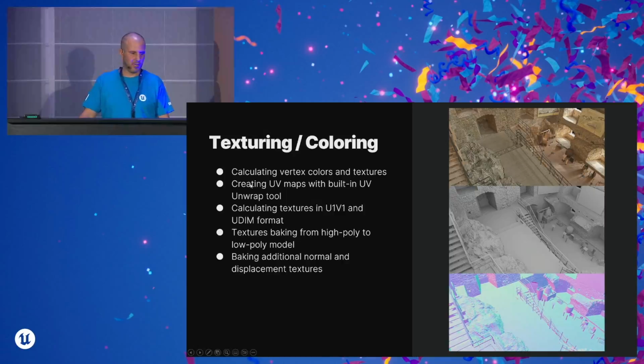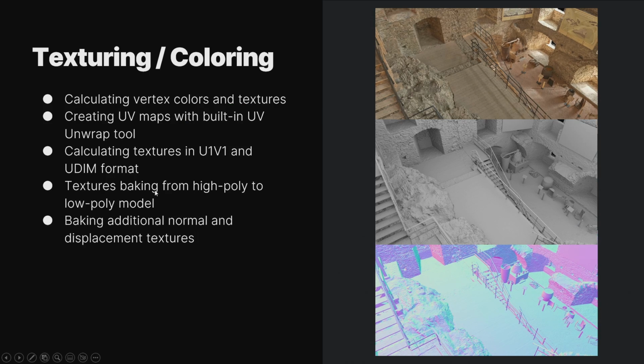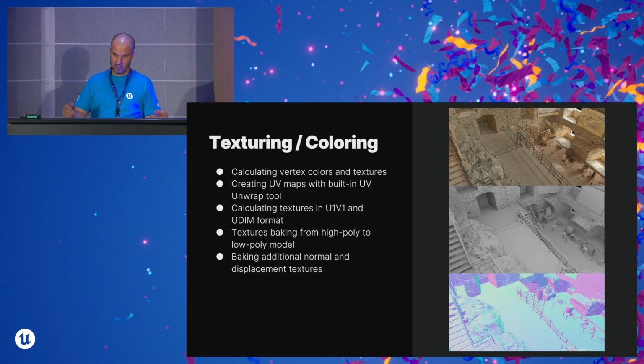You can't actually see it in the viewport because it has a limit of 16K image, but when you export the model or make a render, you can see the proper quality of your texture. Calculating textures in U1V1 or UDIM format. We're going to do a bit of that later. I'm going to export a model, hopefully I'll have time. And like I was saying earlier, you can bake a normal or displacement map from your super high resolution model to your low poly.